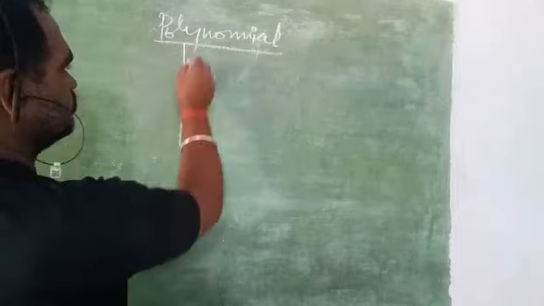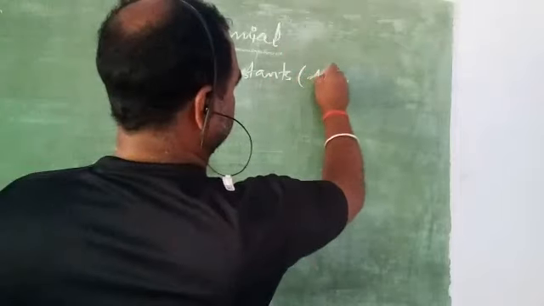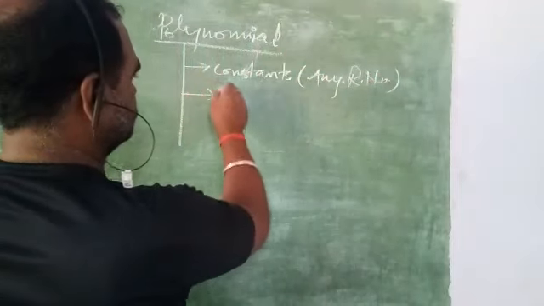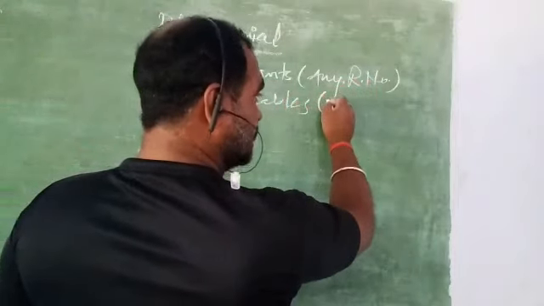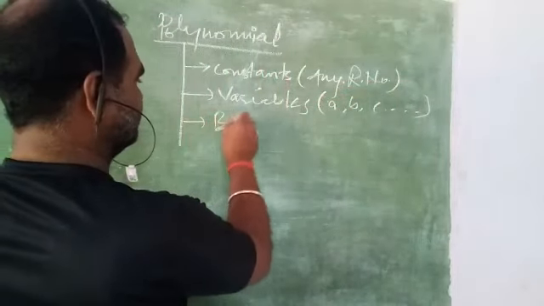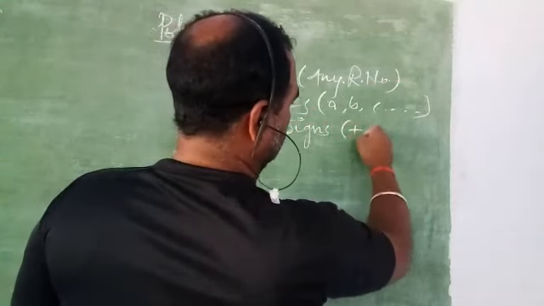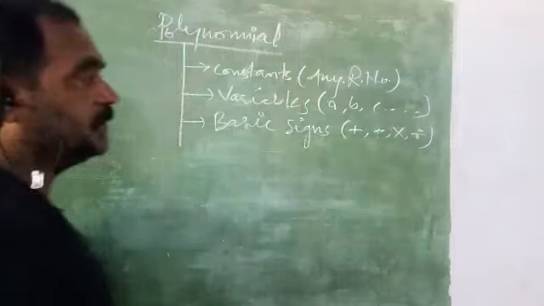Polynomial is the branch of algebra in which we use constants, any real number, variables represented by the alphabets A, B, C, D, etc., basic signs plus, minus, multiply and divide.